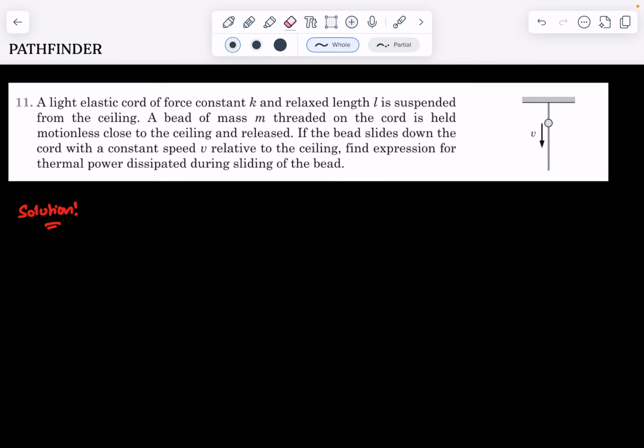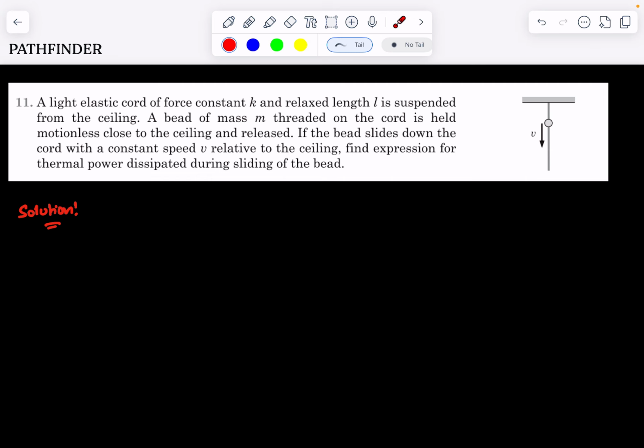Hello everyone. Today we are going to discuss a very nice problem from Pathfinder. This problem is a multi-conceptual problem, so it depends upon two concepts. One is elasticity, another one is work, power, energy. So today we'll solve the problem step by step and we'll go further.